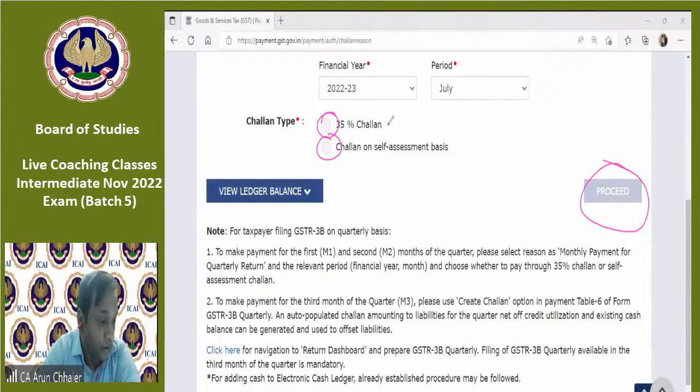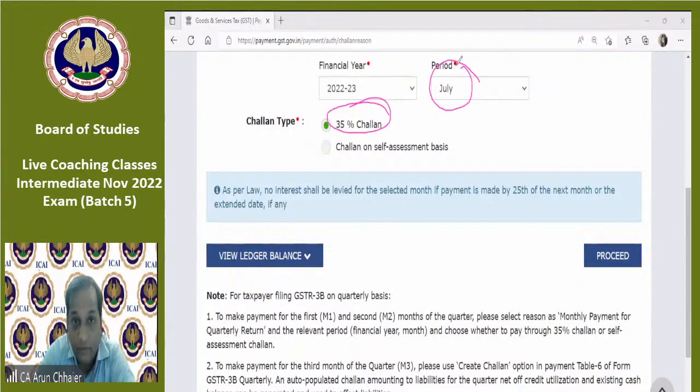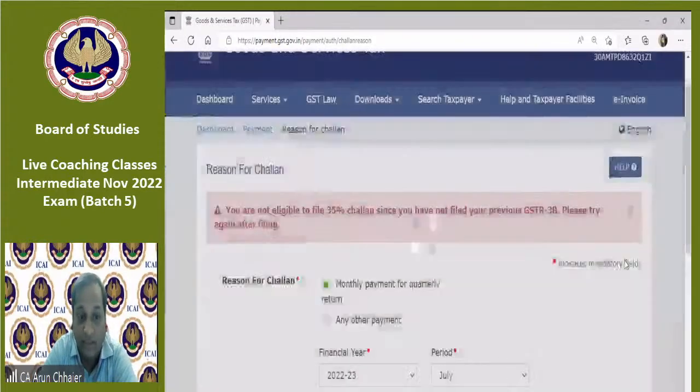Leave it. So let me select this button, 35% challan. It means the current quarter, July, for which I need to pay the taxes, right? See, if I am selecting 35%, then click on proceed. Let's see what is coming.